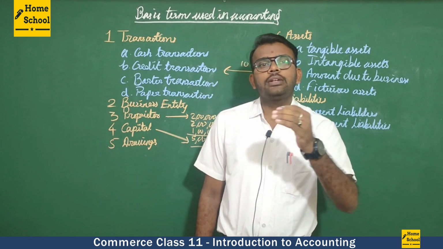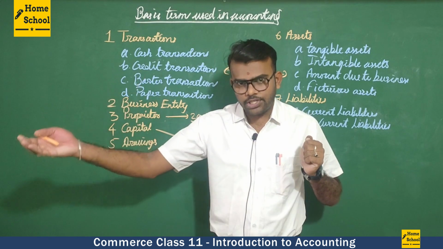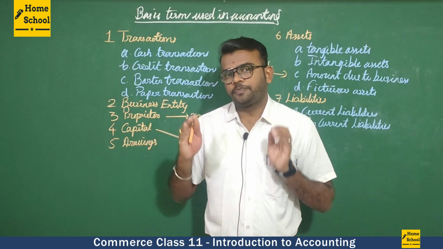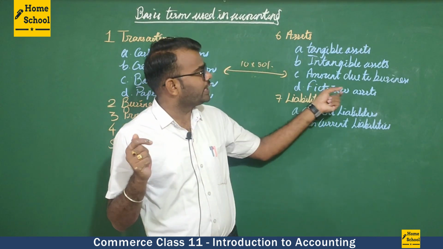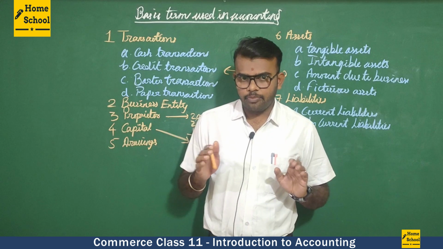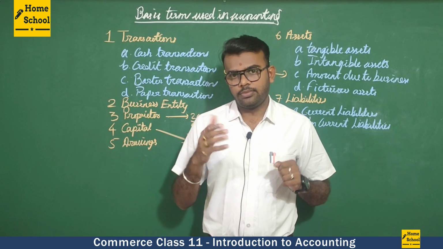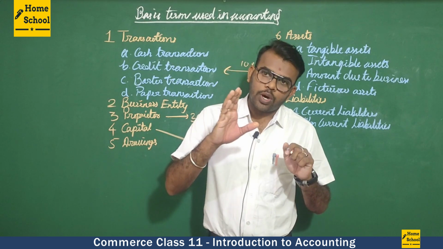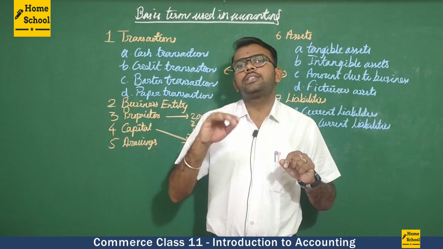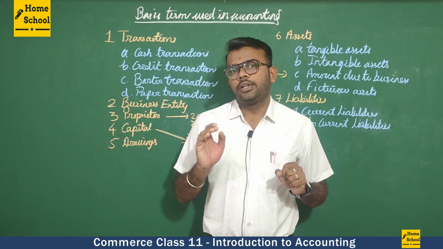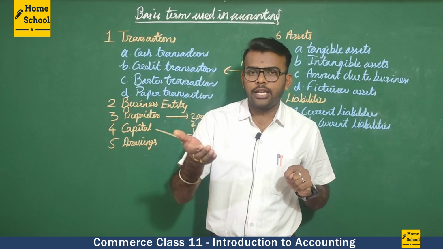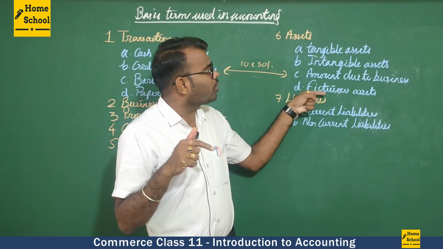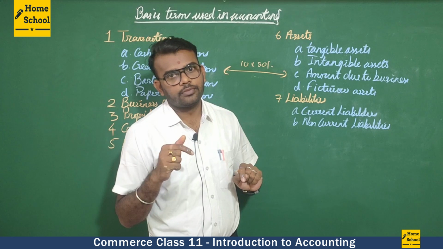Assume that you need to pay some expenses in the next year. Related to that, you paid the expenses now only. That is called what? Fictitious asset. Say, for example, salary paid in advance. Salary is an expense to the business. Okay, so there is one worker in your shop. He asked for an advance salary. So you will pay that salary, 1 year's salary, to him in advance. So that is a type of what? Fictitious asset.